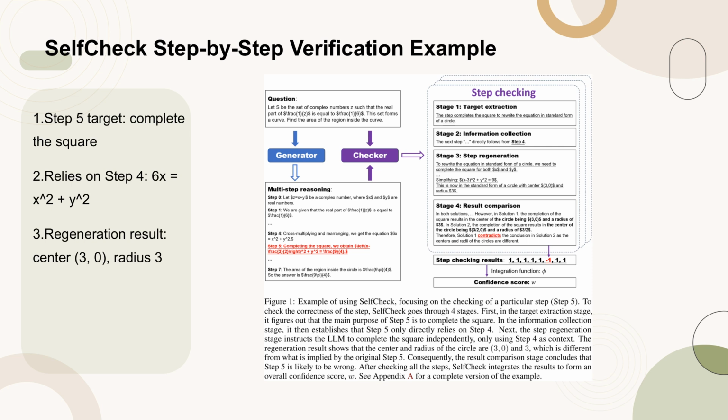During the step regeneration stage, the LLM independently completes the square using only step 4 as context, resulting in a circle with center (3, 0) and radius 3. This differs from the original step 5, leading the result comparison stage to conclude that step 5 is likely incorrect. After checking all steps, SelfCheck aggregates the results to form an overall confidence score, W.